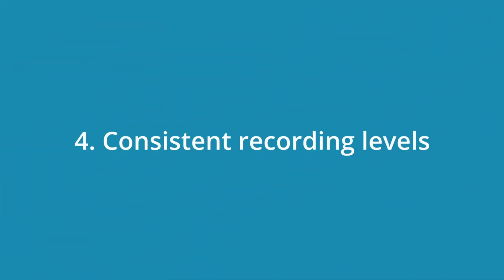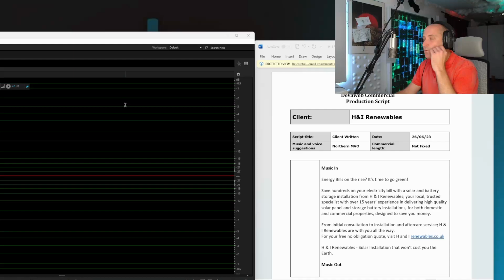Number 4, consistent recording levels. If you've got a script which might start off quite quiet and then builds up in intensity in the projection, and you do that sitting in the same position on the microphone all the time, then you will have an inconsistent recording level. And I'll show you an example of the inconsistency, and then I'll show you what to do to make sure that doesn't happen. So here we go.